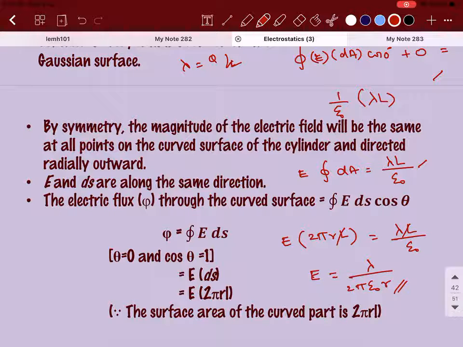Is it clear, guys? So this will be the mathematical expression for the electric field due to whom? Electric field due to a linear charge distribution at a distance r from it.